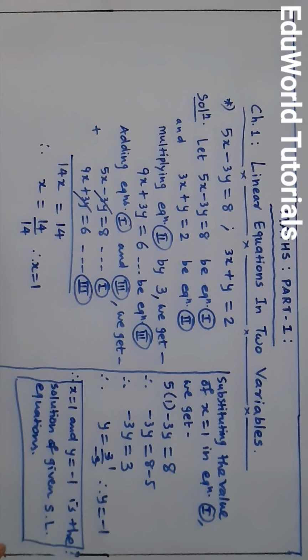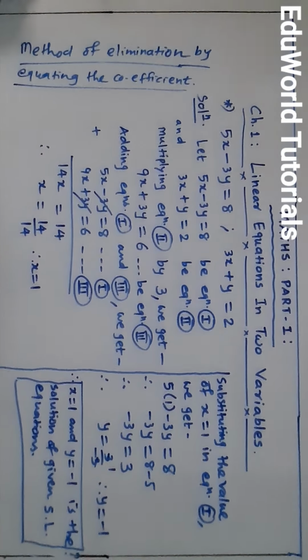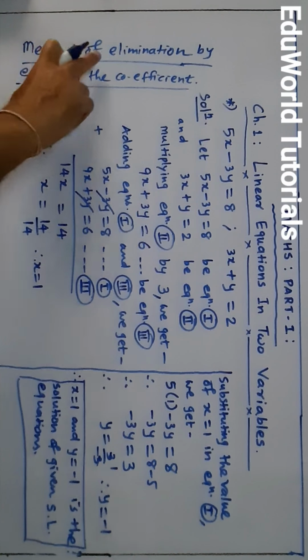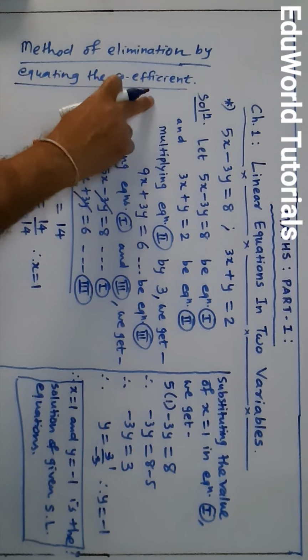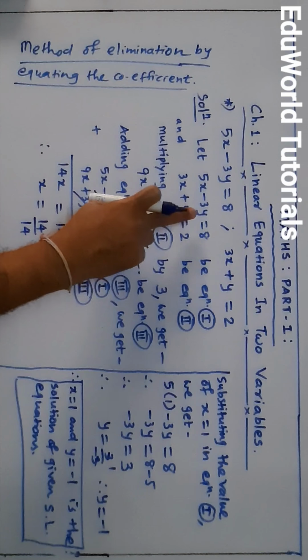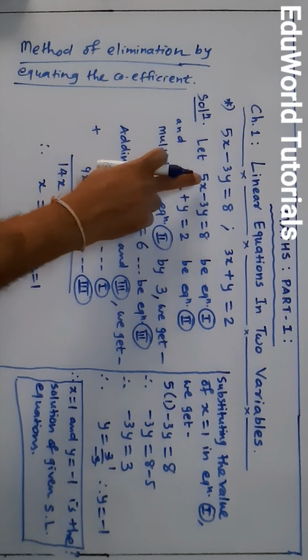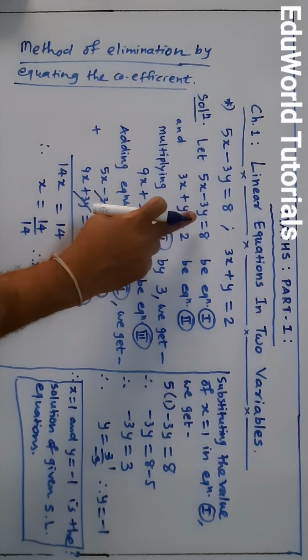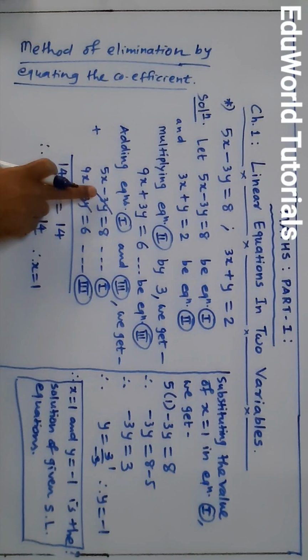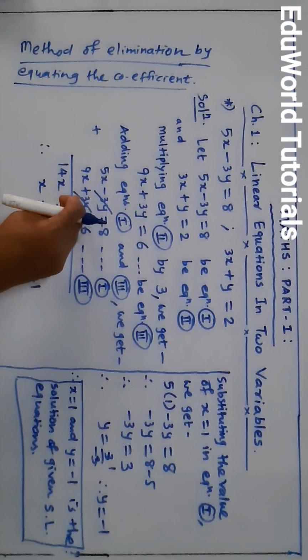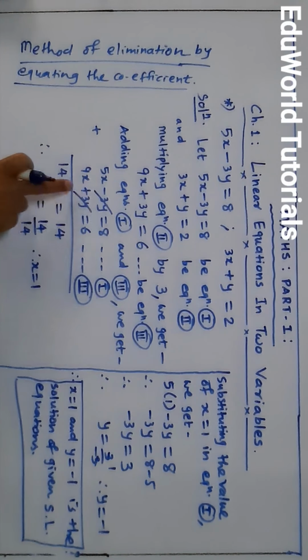Now the second method. Students, the method we used is called the method of elimination by equating the coefficients. What we did here: the coefficients of x in both equations are 5 and 3, and the coefficients of y are minus 3 and 1 respectively. So we equated the coefficients of y, sorry, not x. The coefficient of y is minus 3 and the other coefficient of y is plus 3. After we equated the coefficients, we saw that they have opposite signs.